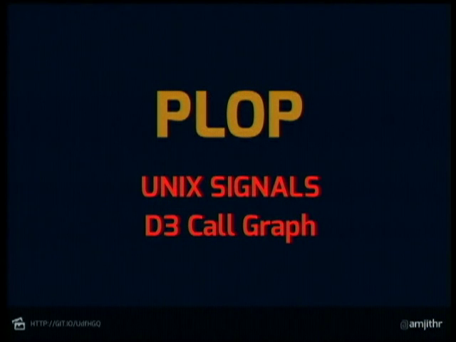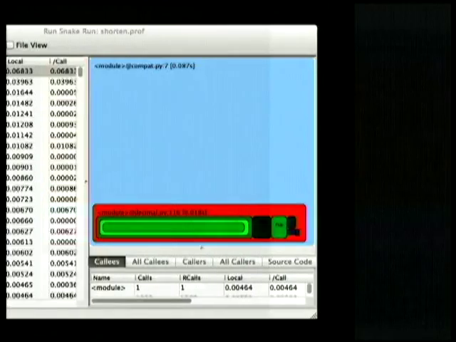The other one is called plop. This is a statistical profiler that was created by Dropbox, and this is also open source, available on GitHub. They also use Unix signals, and they provide the UI in the form of a D3 call graph. How many of you here are D3.js fans? Yeah. Okay. So this is kind of how it looks. I'm going to show you the UI for that too.